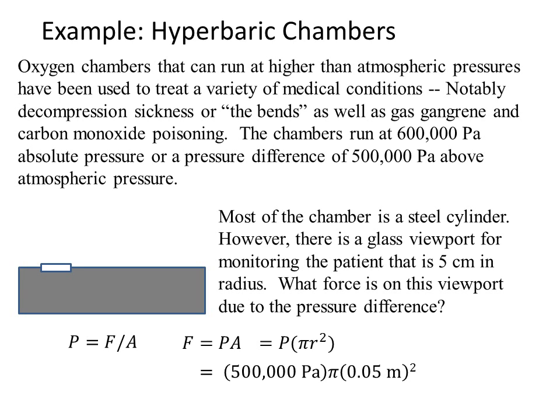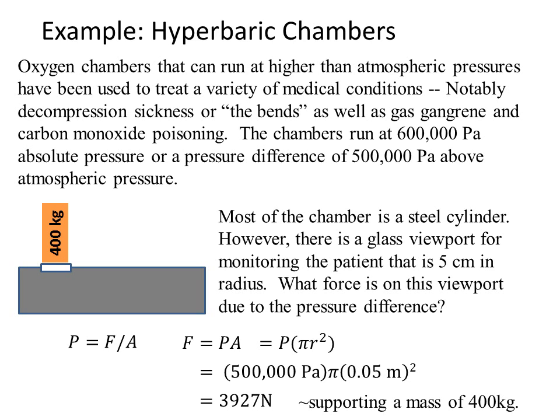Plugging in the values for the pressure, we have 500,000 pascals times pi times 0.05 meters squared, which gives us 3,927 newtons. That's equivalent to supporting a mass of 400 kilograms on top of the glass window. Seems like quite a bit, even more when you realize this is the equivalent to an 880-pound gorilla standing on top of the window. So we better make sure that window is quite thick.